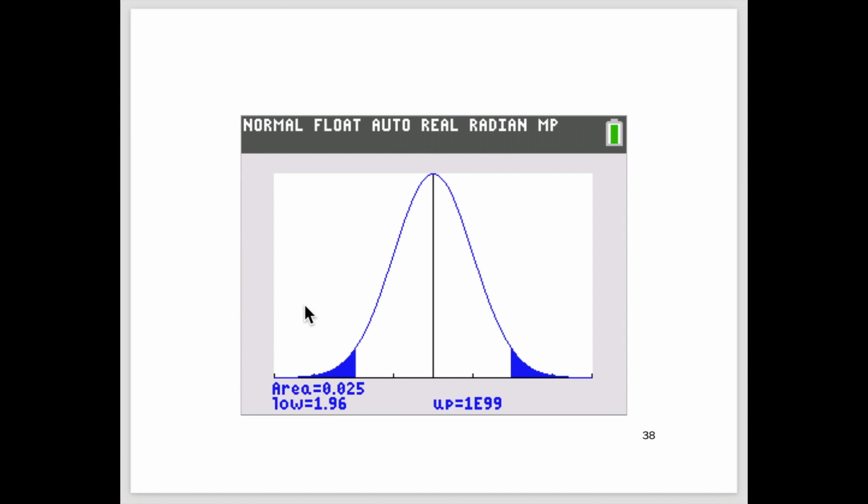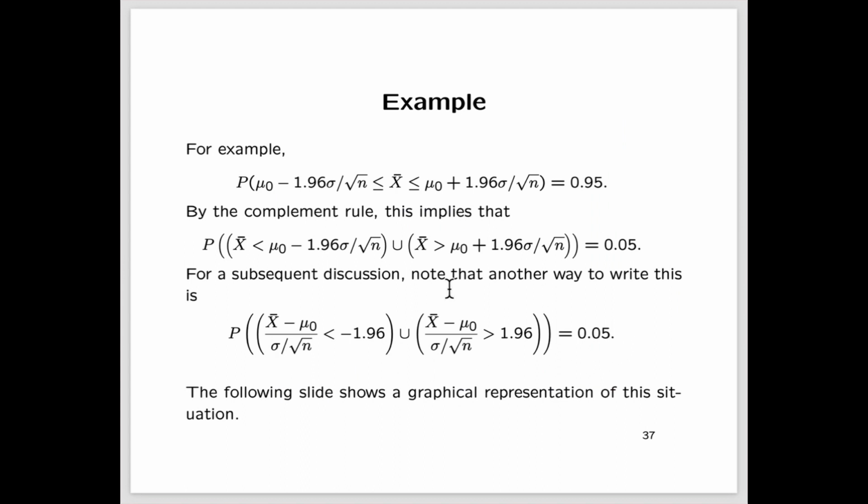And so this is relevant because remember, when we are testing hypotheses, what we are looking for are values of the test statistic that are unusual or unlikely under the assumption that the null hypothesis is true. If we can identify those unusual values, then we've identified those values that are going to lead us to conclude that the null hypothesis is not true. And so that is what we're doing. This graph is a representation of this probability statement on the previous slide.